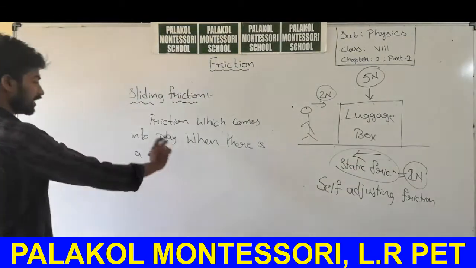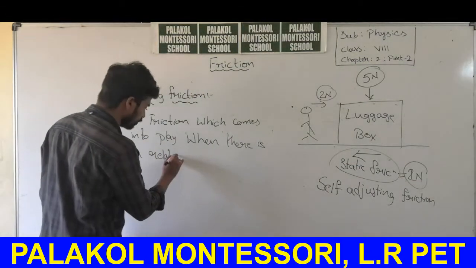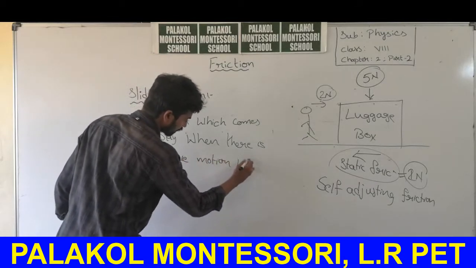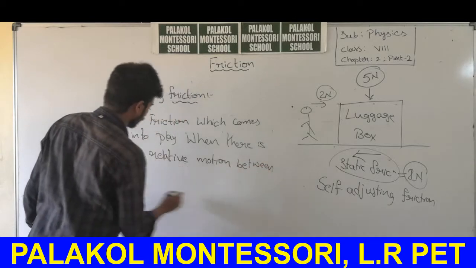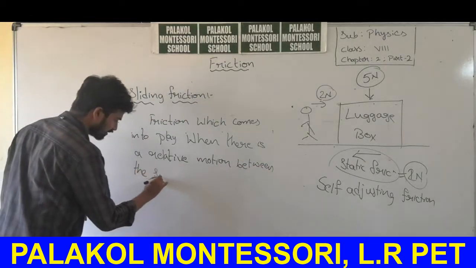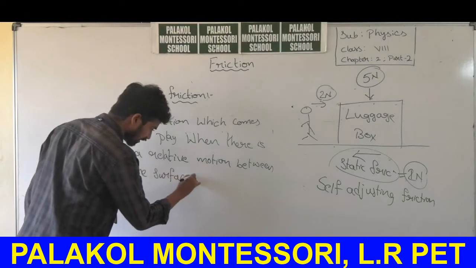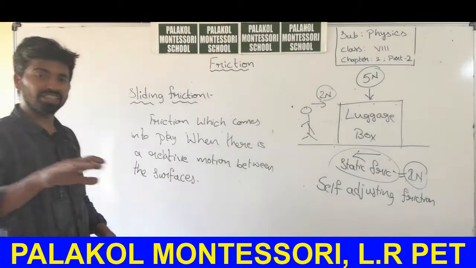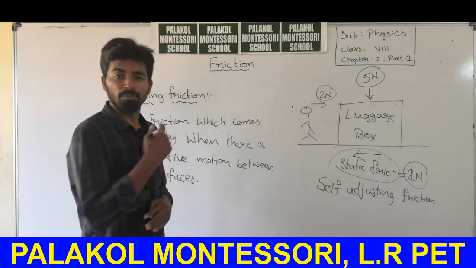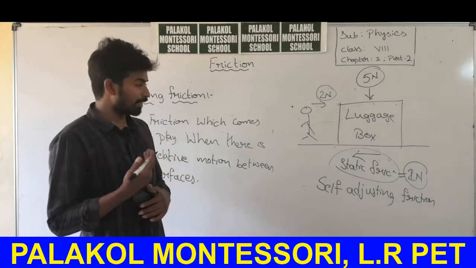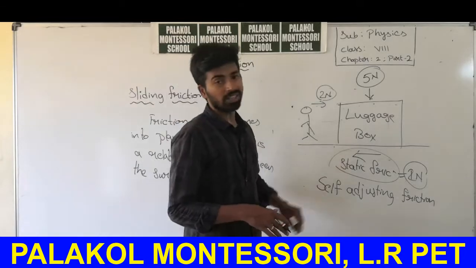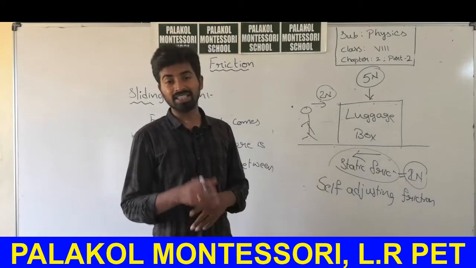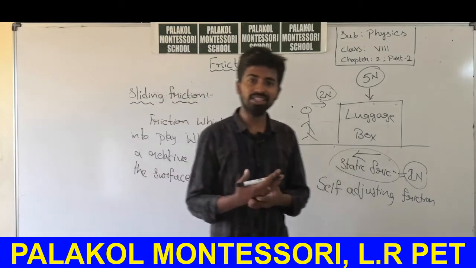So, sliding friction is the friction which comes into play when there is relative motion between the surfaces. When there is relative motion between the surfaces, which friction will act? Sliding friction. So, what is friction? Friction is the opposing force between the surfaces which are in contact. There are two types of friction: static friction and sliding friction.